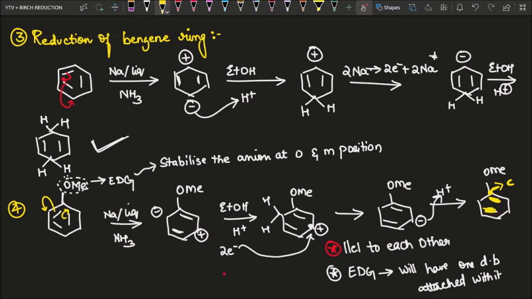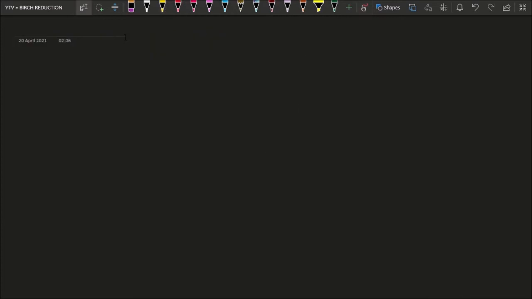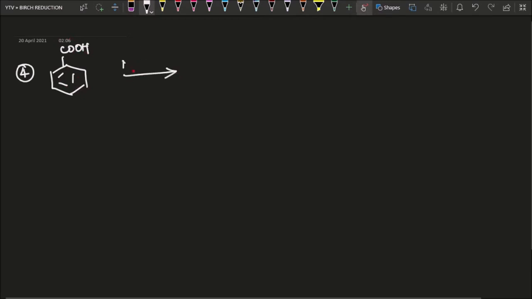Now when we consider an electron withdrawing group attached to the benzene ring, how is the product going to be? So that is the fourth concept. When I have a substrate like this, a benzene ring attached with COOH, we know that COOH is an electron withdrawing group, right? Here if I am adding sodium metal dissolved in liquid ammonia, now what will happen? We know that an electron withdrawing group can stabilize the negative charge. So this double bond that is present over here is going to shift over here, and then this double bond will shift over here.